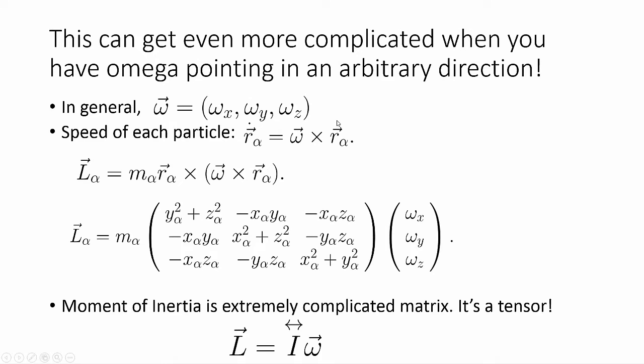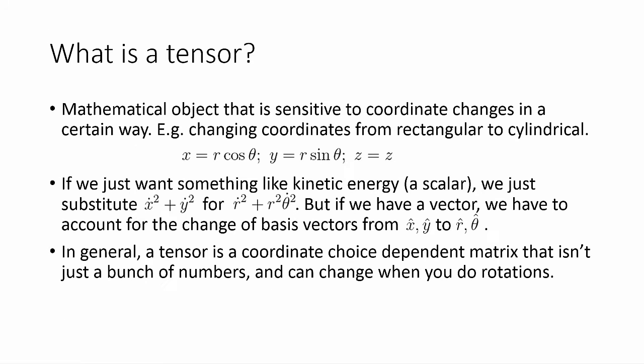And this can get even more complicated when you make omega point not along any of the three basis axes. You actually get something that can look like this for the case that I had in the picture before. And this is what we define as the inertia tensor. L equals I omega, but I is now a very complicated mathematical object. It's no longer the simple L equals I omega with a scalar I. Tensors are in general very complex mathematical objects that are very sensitive to coordinate changes, and the tensors themselves are dependent on your coordinate choice.